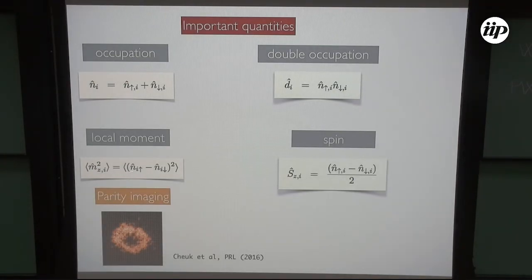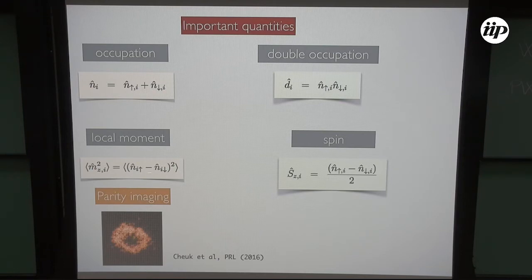And this is really what the experiments measure. This imaging, the quantum gas microscope, does parity imaging. So when we look at a picture just like that from Chuk's paper, we see that the center of the trap looks empty, but that's not really empty. What happens is when you image this, you kick off a double occupation.